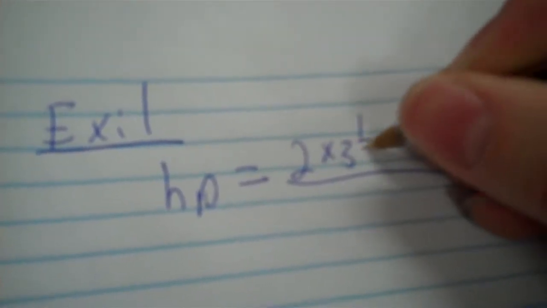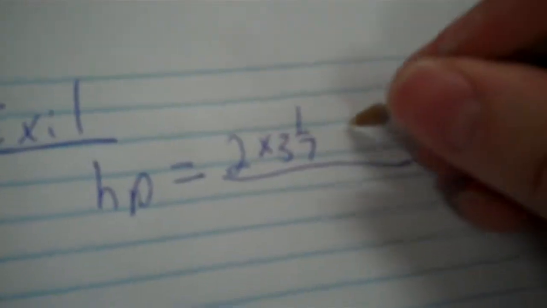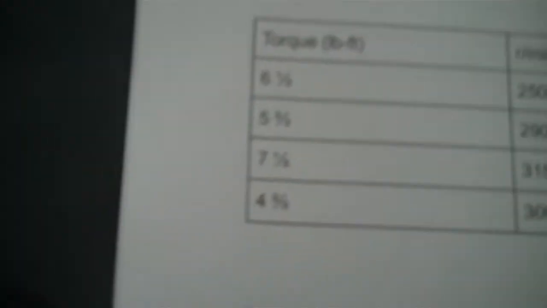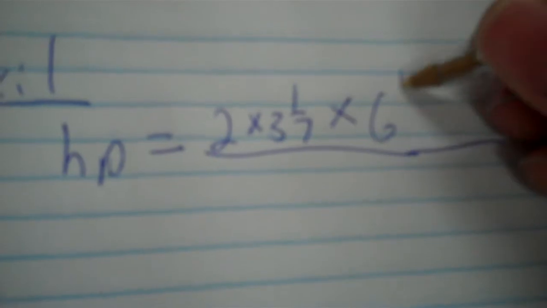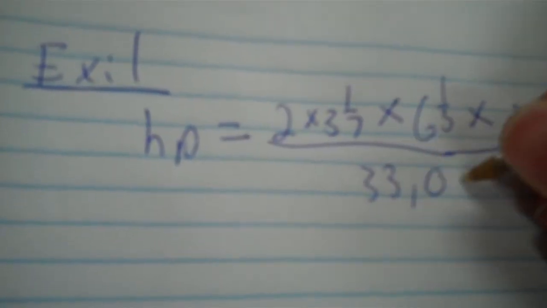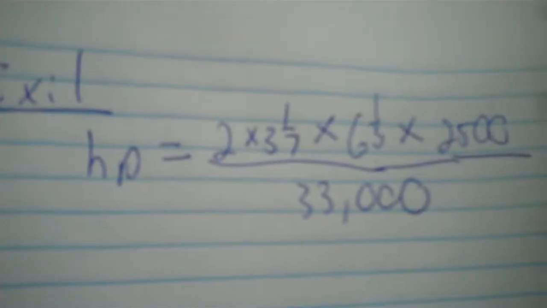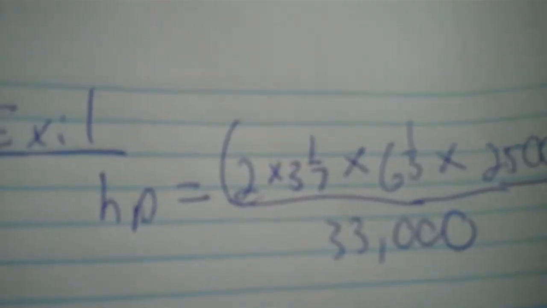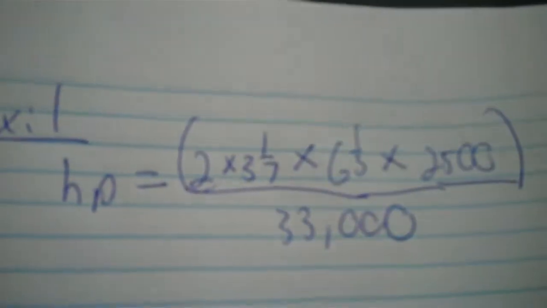Okay, so HP, horsepower, it's the dependent unit. And then we got 2 pi, we need times by 3 1/7. Capital T is torque, so 6 1/3. Revolutions per minute, that's 2,500. And 33,000 is the denominator. So I parenthesize the numerator, and the operations are all times. So I just go through that.